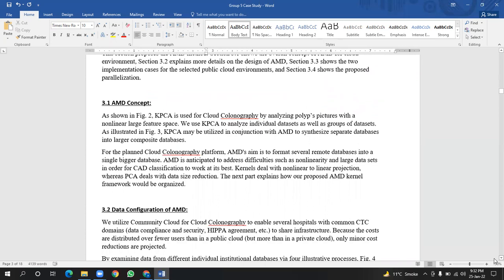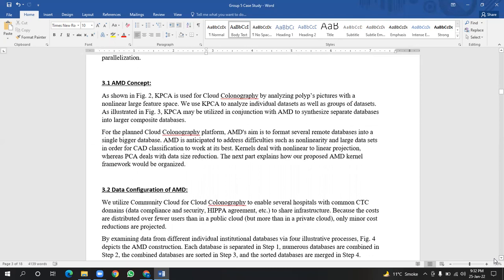As shown, KPCA is used for cloud colonography by analyzing polyp pictures with a nonlinear large feature space. We use KPCA to analyze individual datasets as well as groups of datasets, as illustrated in the figure. KPCA may be utilized in conjunction with AMD to synthesize separate databases into larger composite databases.